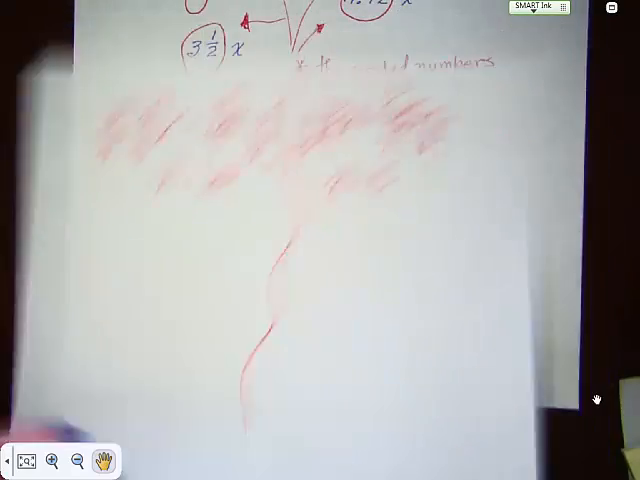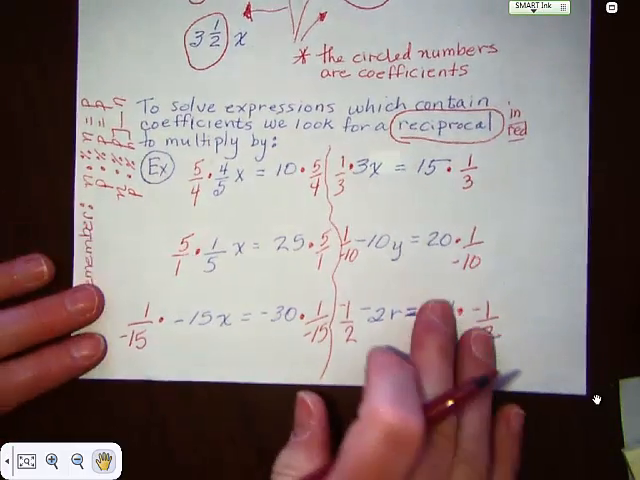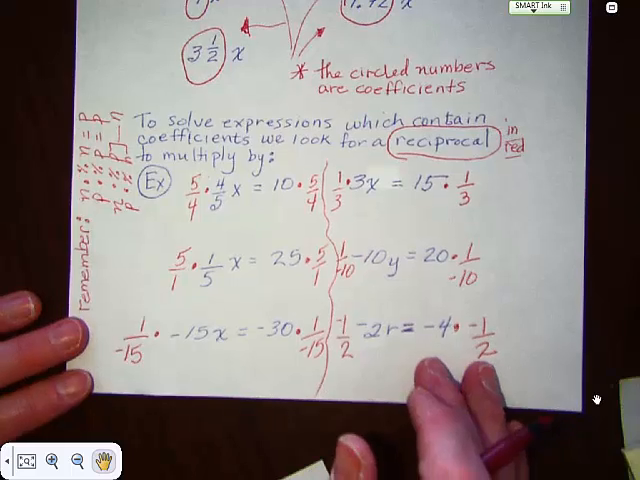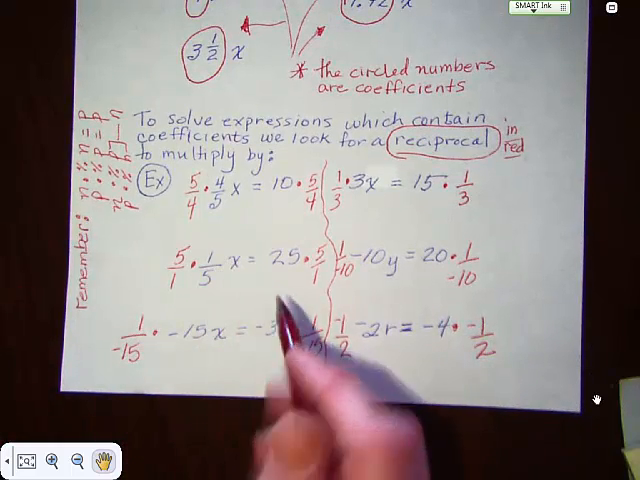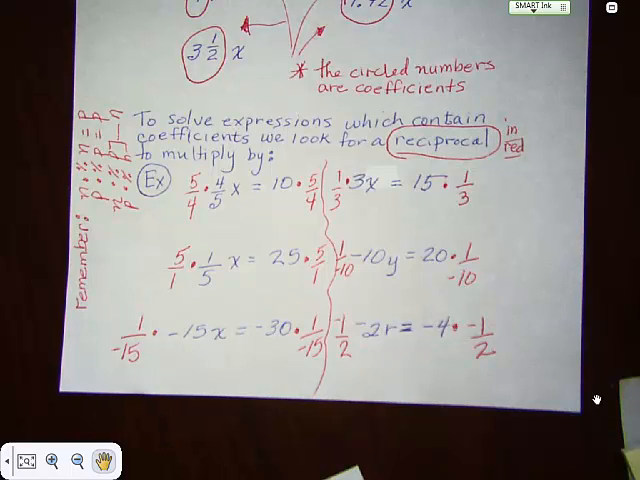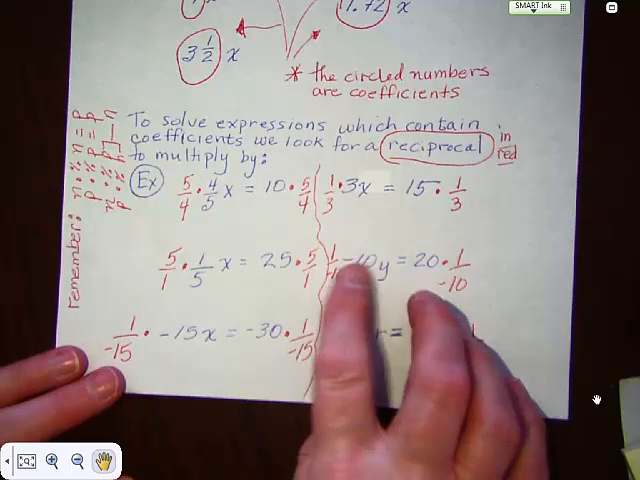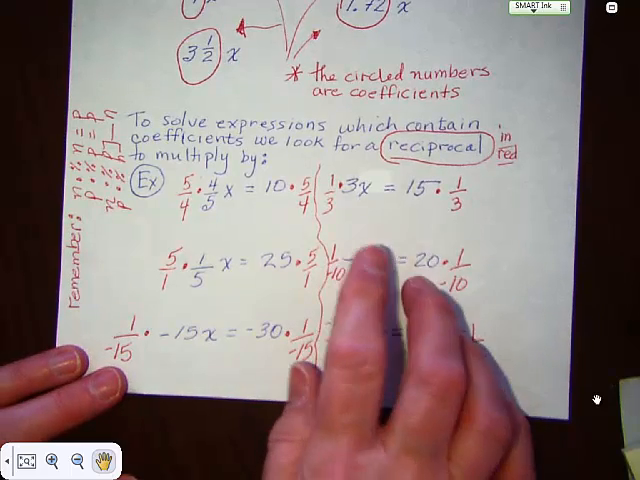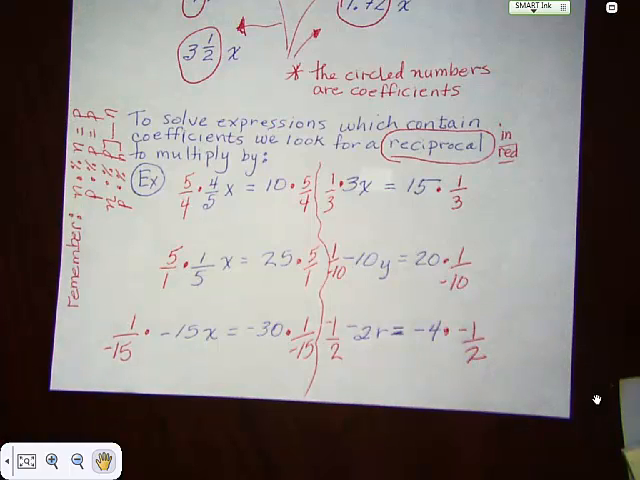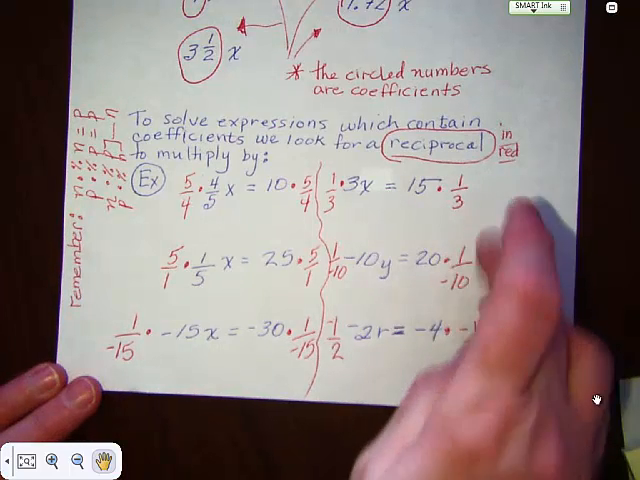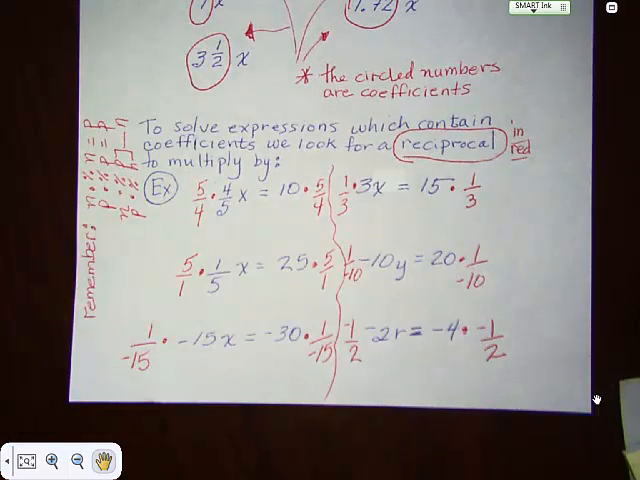If we had, and there's a couple others here, and I'll just show them to you rather than working them through because I think you can figure them out. If you had 1/5 x equals 25, then you would multiply by 5/1. If you have a negative 10y, you would multiply by 1/-10, or you could multiply by a negative 1/10. It wouldn't make any difference, so the negative would still be on both sides.